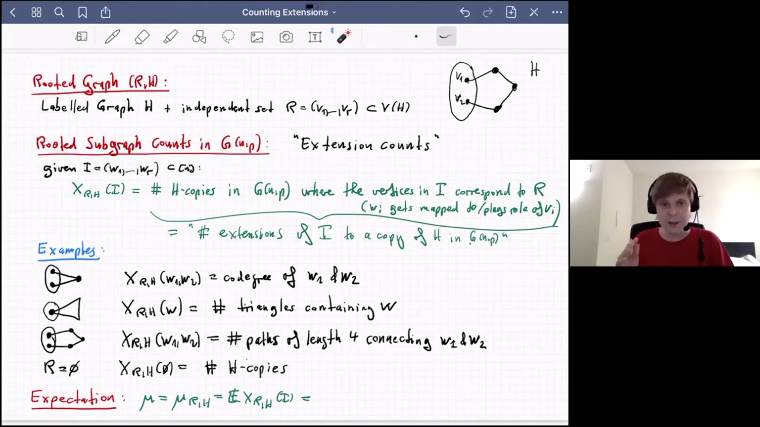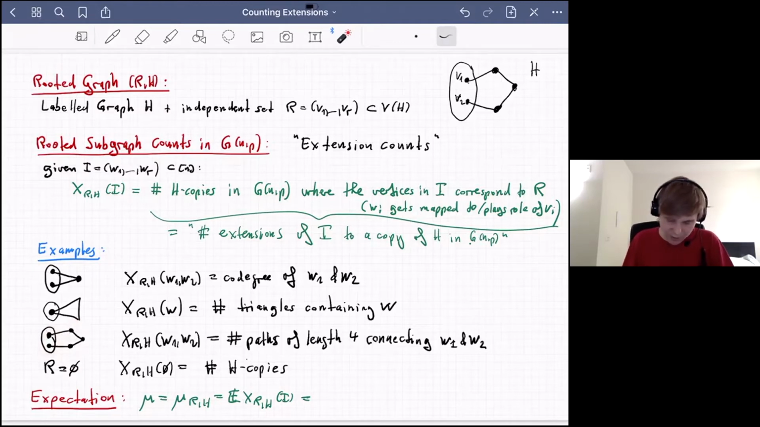Note that it's really important which root vertices we choose, because what we would count is very different if we, for example, make these two vertices the root instead of these two here. So it's important which designated vertices we choose.